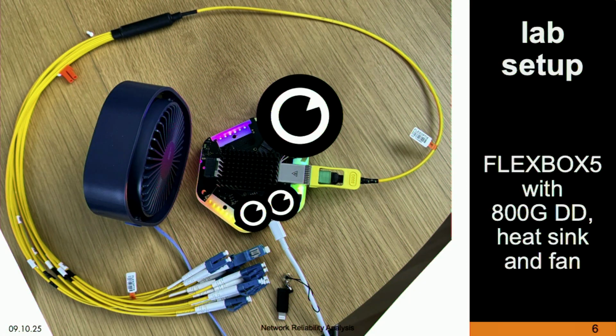So this is our FLEXBox. This is my setup. I had to cut off the head and put a heatsink on it. Here you see an 800G transceiver. I cannot show all the results, but I want to show you the most interesting curves and a little bit of discussion. So yeah.